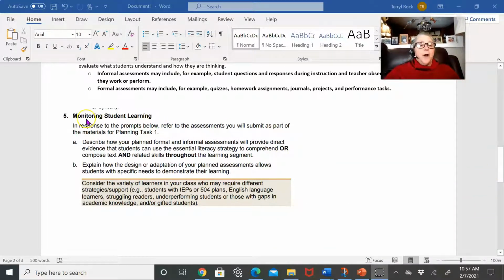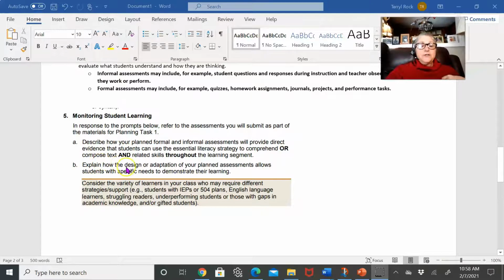Okay, so this is the prompt, and it's called Monitoring Student Learning. And in this, it says describe how your planned formal and informal assessments will provide direct evidence that students can use the essential literacy strategy to comprehend or compose text and related skills throughout this learning segment. Now, that's a complex sentence. And so the best way to work with a complex sentence is to break it down in parts. And we'll look at that in a minute.